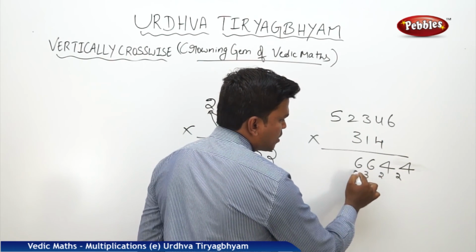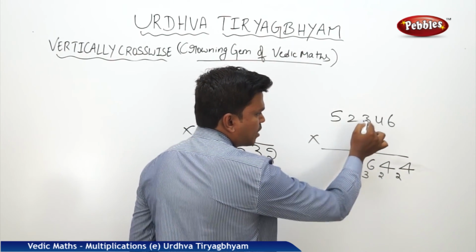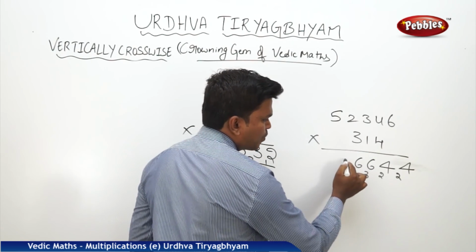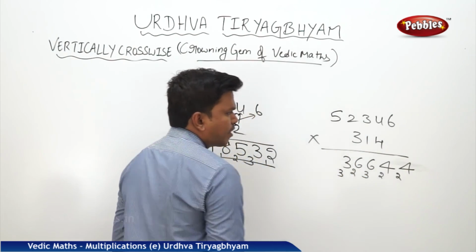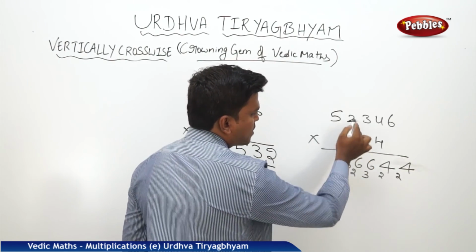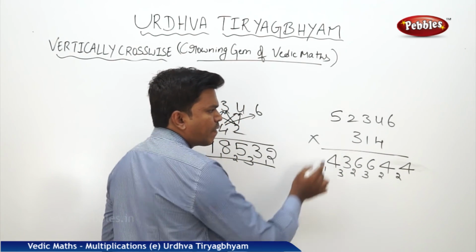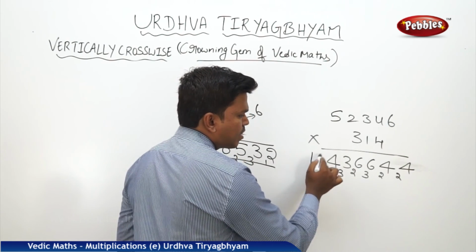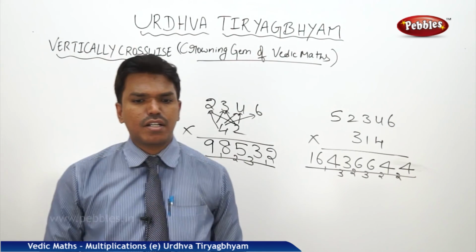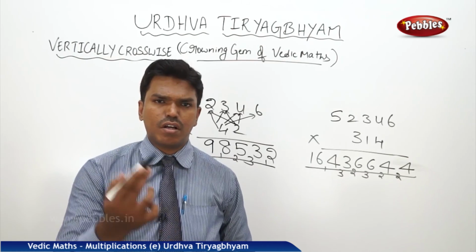23 plus 3, 26. Next, 4 5s are 20. 3 3s are 9. 20 plus 9, 29. 29 plus 2, 31. 31 plus 2, 33. Next, 1 5 is 5. 3 2s are 6. 5 plus 6, 11. 11 plus 3, 14. So drop 4, carry 1. Finally, 5 3s are 15. 15 plus 1, 16. So what is our answer? 16436644. Please check the answer with your answer.